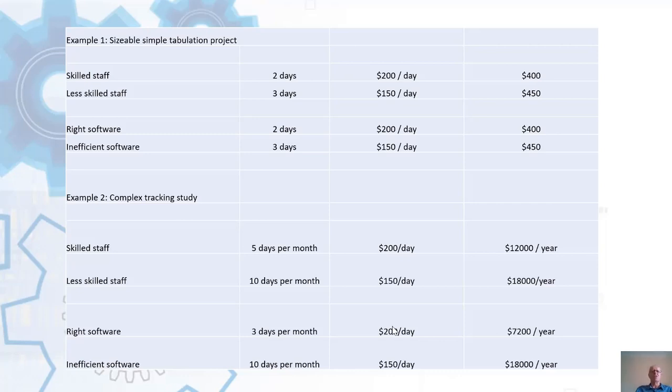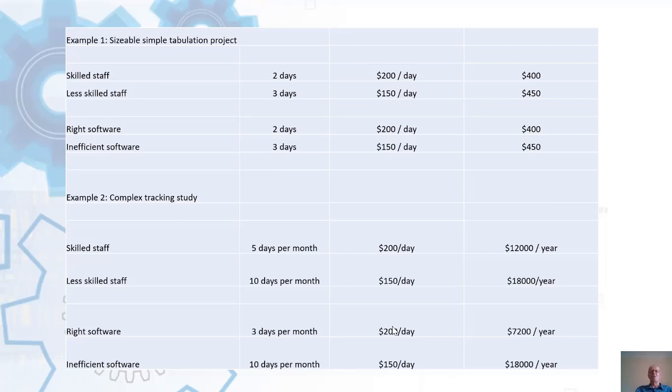diary or something, a multi-country study where there's differences in the questionnaire. And I don't think the figures below are particularly outrageous or being ramped up to prove a point. Let's say we've got somebody who's skilled. They might spend 5 days a month on the project at $200 a day, which works out at $12,000 a year, whereas a less skilled person might take twice as long, be cheaper, but it ends up being quite a significant difference, $18,000 a year. And we look at that then with the right software. That person taking 5 days might reduce it to 3 days, let's say, and it could be even less than that. And that's $7,200 a year.